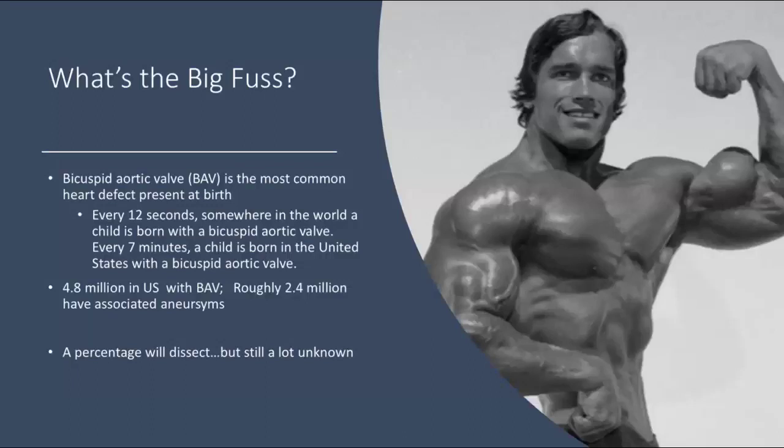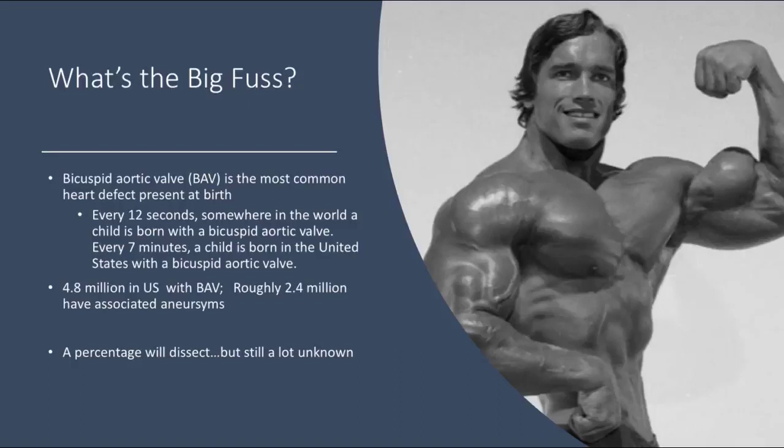So what's the big fuss? That's how I titled this talk. If you look at it from one standpoint, the risk of aortic dissection is quite low, and people do really well. Arnold Schwarzenegger actually had a bicuspid aortic valve. He had a Ross procedure. I'm sure he didn't follow any of the exercise recommendations that were given to him by his doctors, and he did pretty well. So perhaps this is all overhyped.